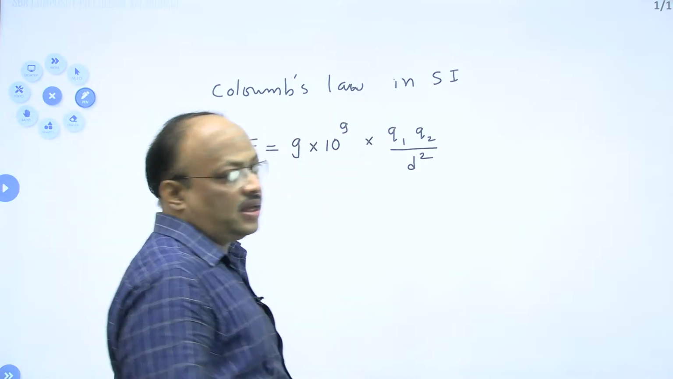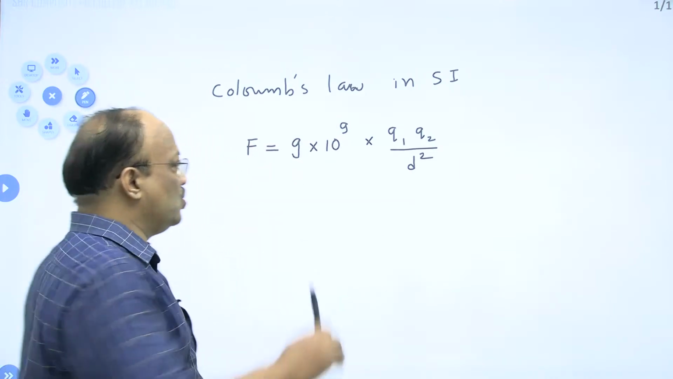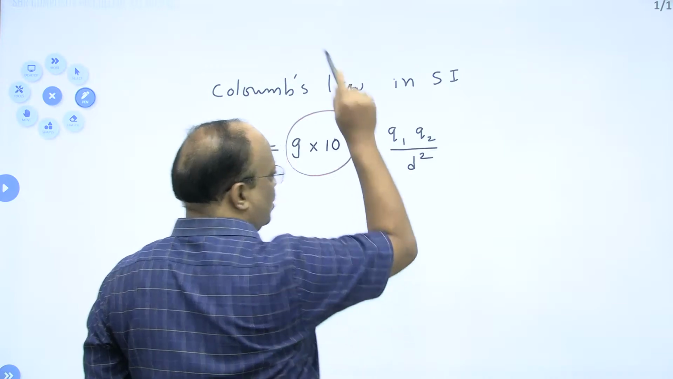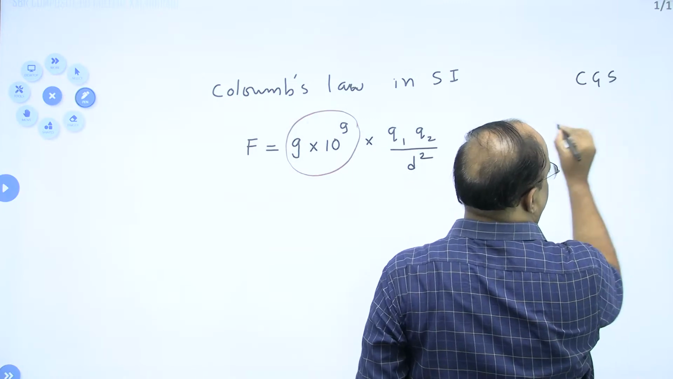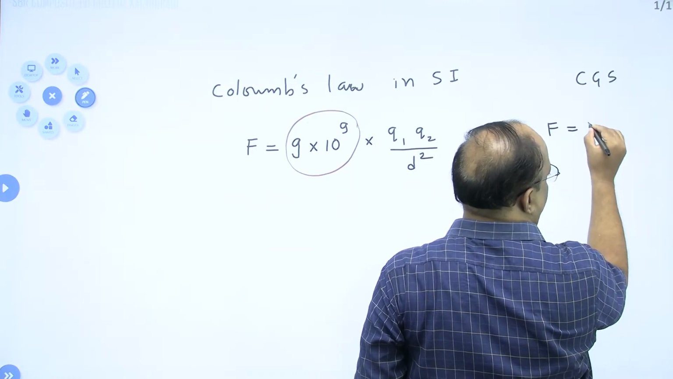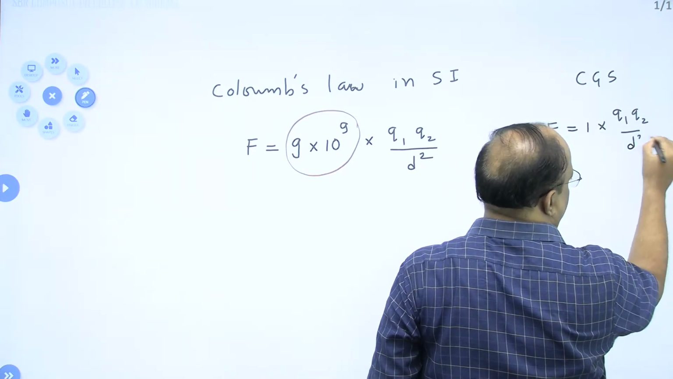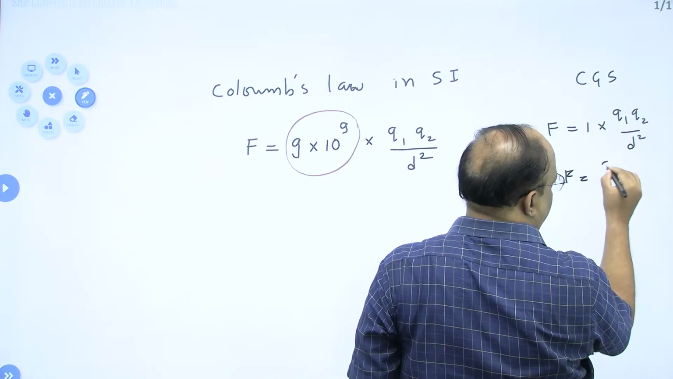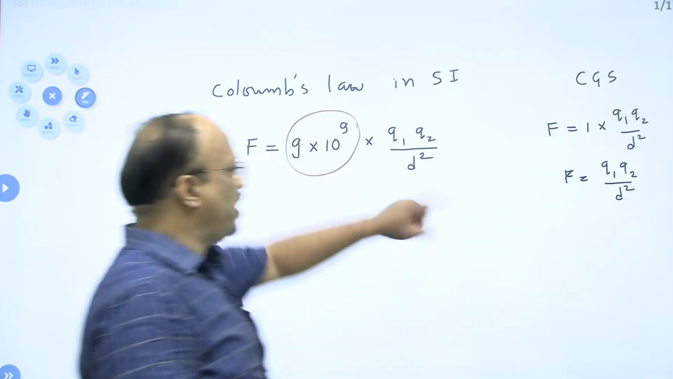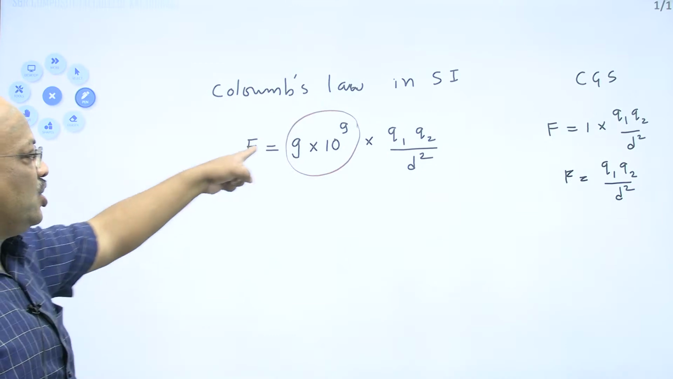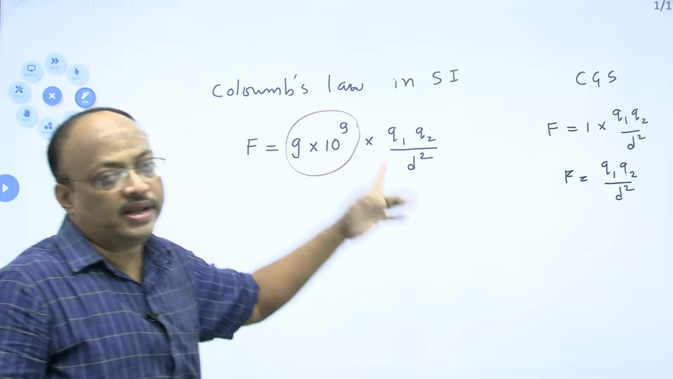So Coulomb's law in SI is F equals, this is our proportionality constant. In CGS it is F equals, since the proportionality constant is 1, Q1 into Q2 divided by D square. In CGS we have just Q1 into Q2 by D square. The same thing, if you convert in SI, you will get as 9 into 10 to the power of 9 into Q1 Q2 by D square.